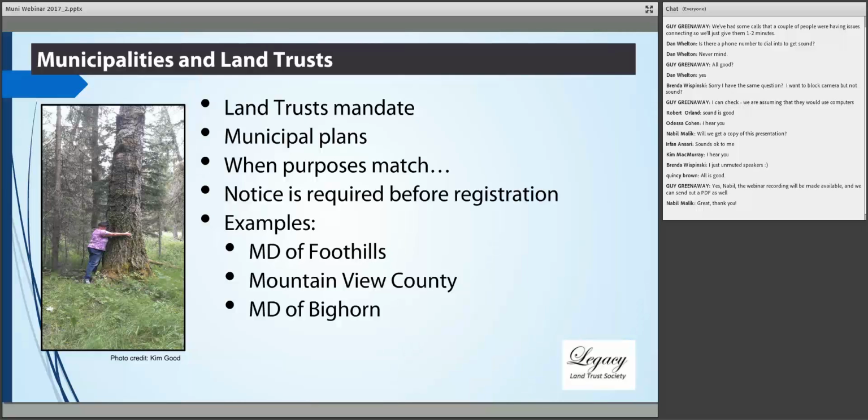Make yourself aware, all their land use bylaws and MDPs are online, so make yourself aware of what they are, and figure out where there is consistency.